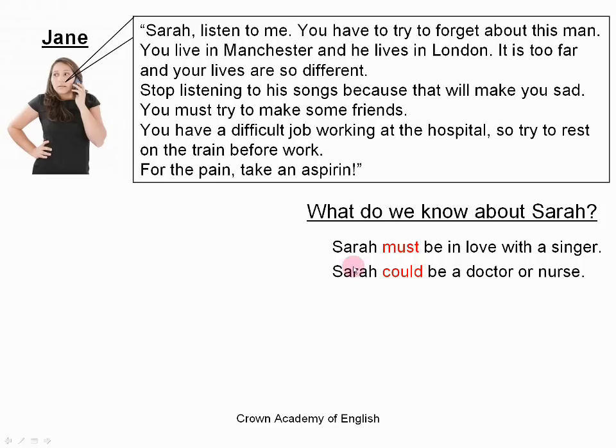Now, we can also say Sarah could be a doctor or nurse. Okay? So we say could. And this is because Jane says to Sarah, you have a difficult job working at the hospital. Okay? Working at the hospital. So we cannot be sure that Sarah is a doctor or a nurse. We only know that she works at the hospital. So since we are not sure, we say could. Sarah could be a doctor or a nurse.